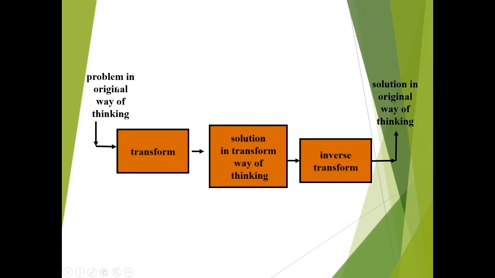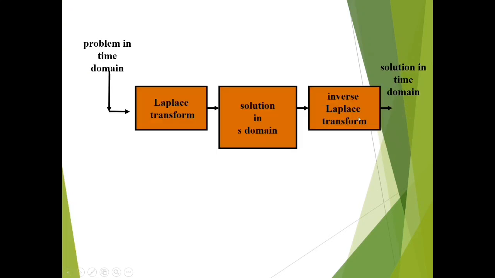Now this is a flow chart for problems using transformation, any transformation. So the original problem is transformed using the transformation and the solution is got, and then the inverse of the transformation is taken and the final output is the solution of the original problem given to us.